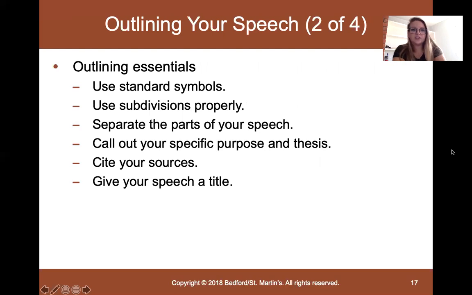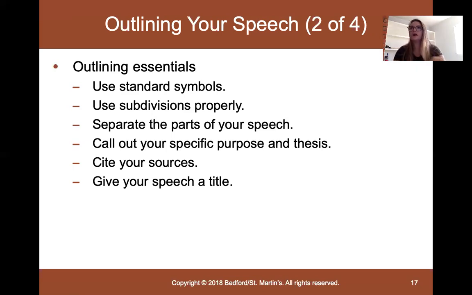Outlining essentials: use standard symbols. This means things like bullet points, asterisks, or bold text if you think they're important. Use subdivisions properly. Divide up your speech in a way that makes sense.